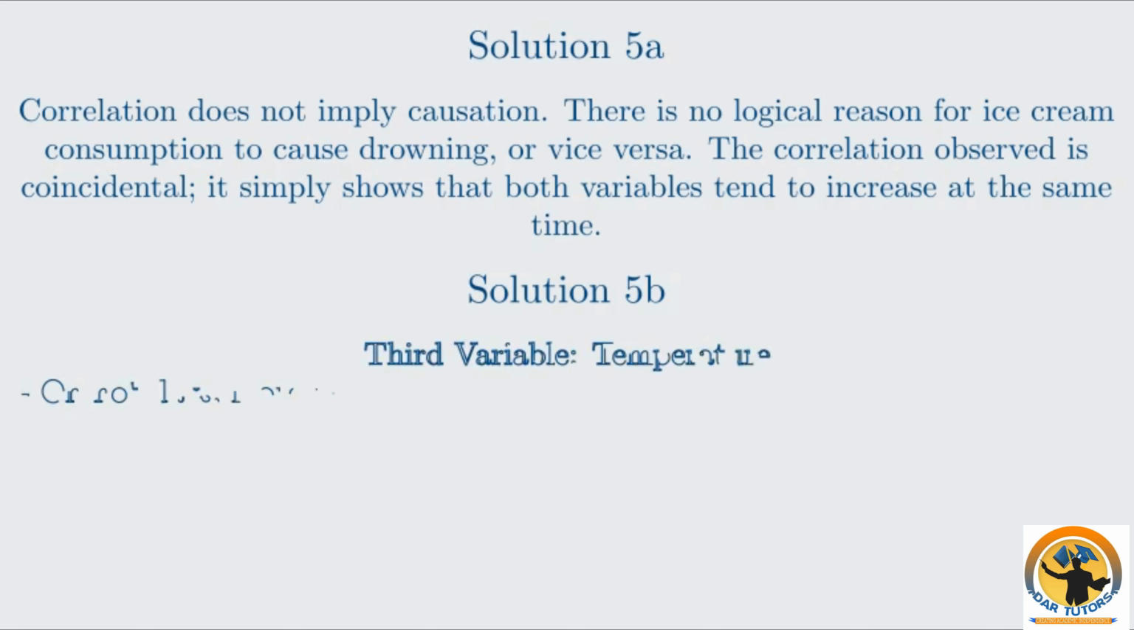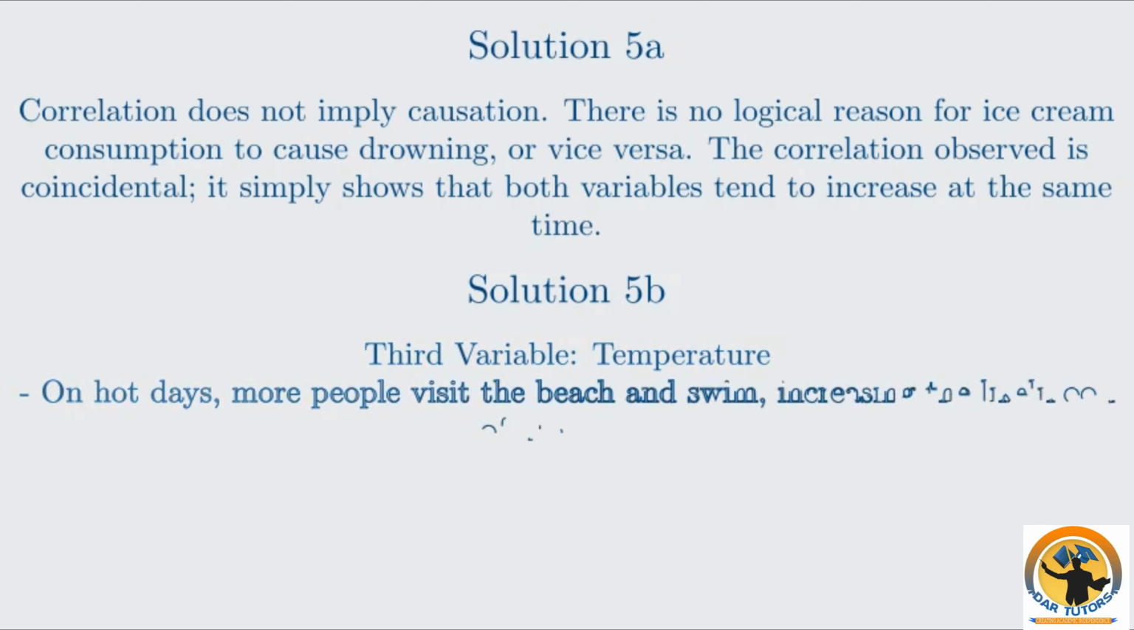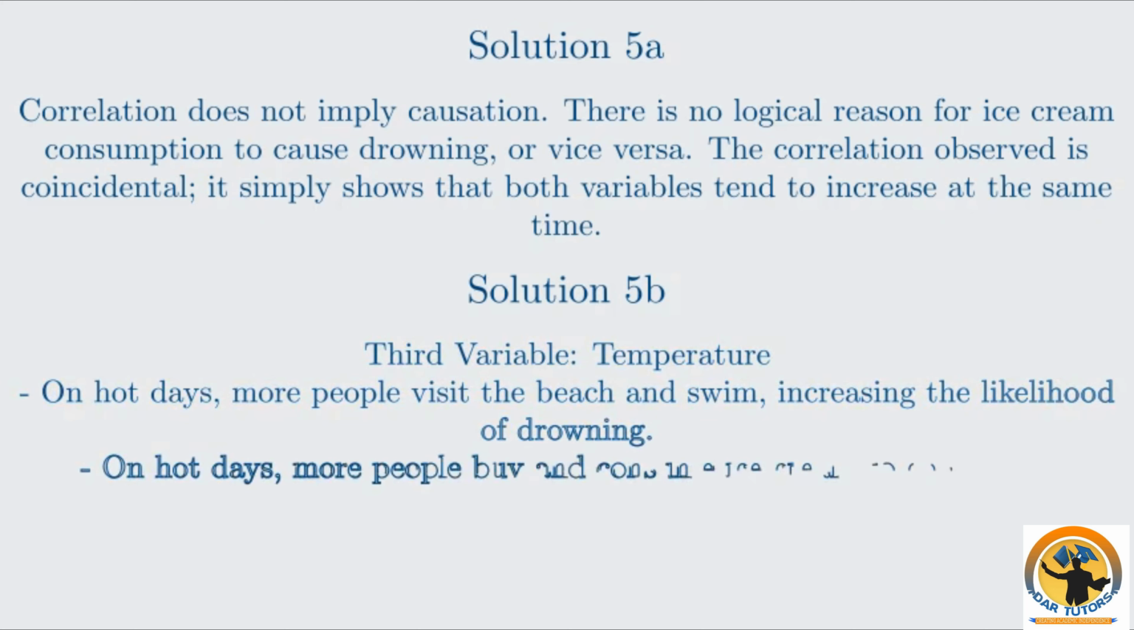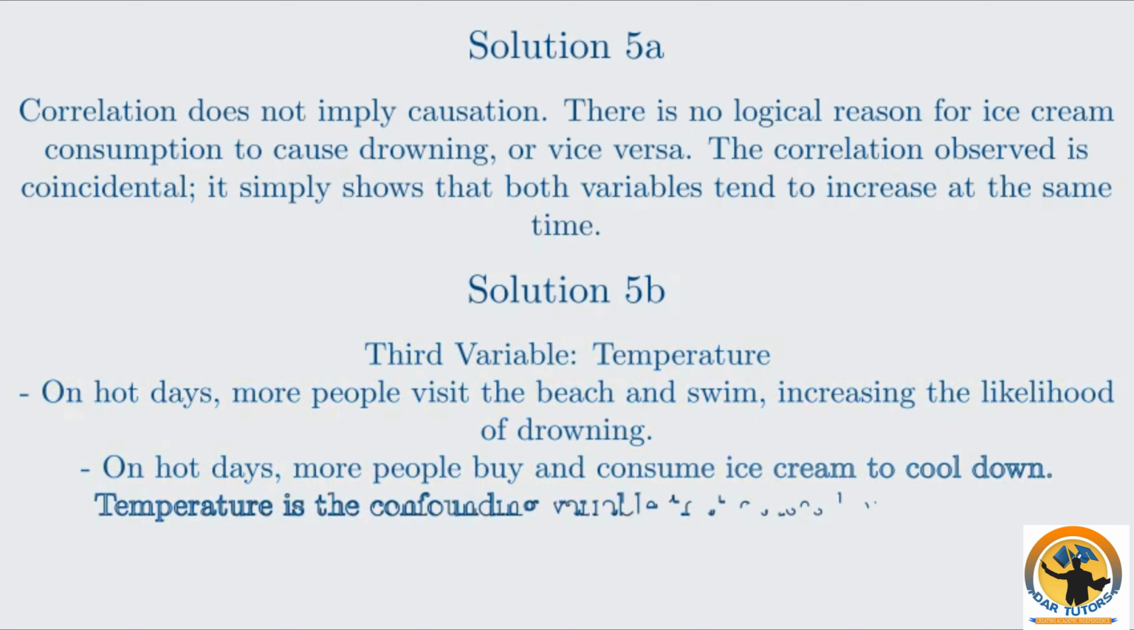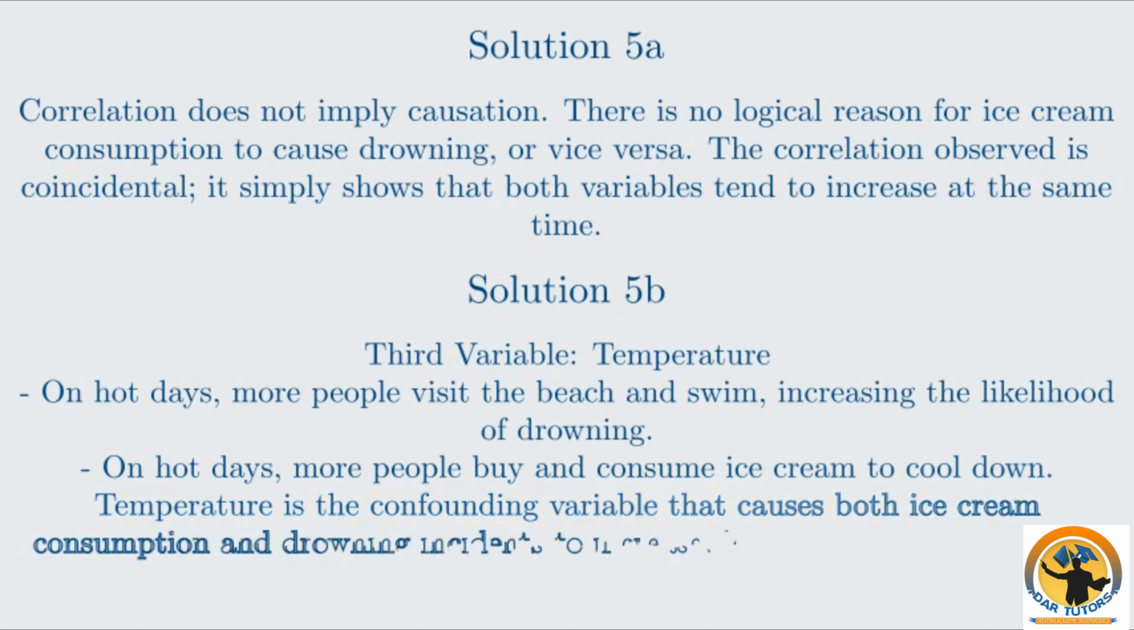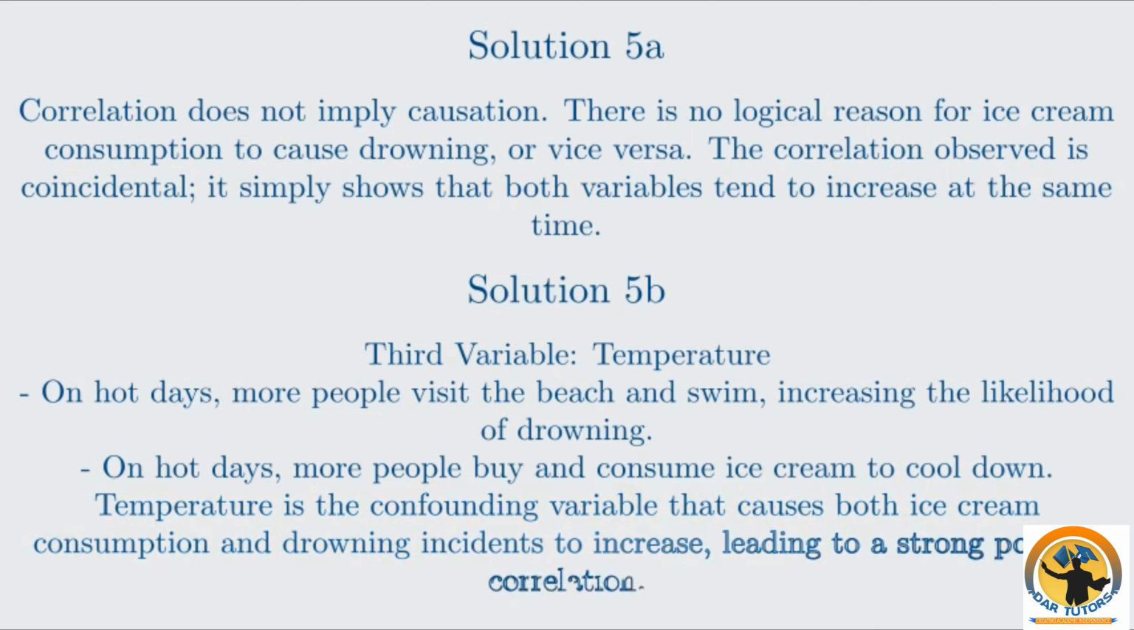For part B, we need a third confounding variable. The most obvious answer is temperature. On a hot summer day, more people will go to the beach and swim, increasing the risk of drowning. At the same time, more people will buy and eat ice cream to cool down. Therefore, temperature is the underlying cause for both variables' increases, creating the illusion of a direct correlation between ice cream and drowning.